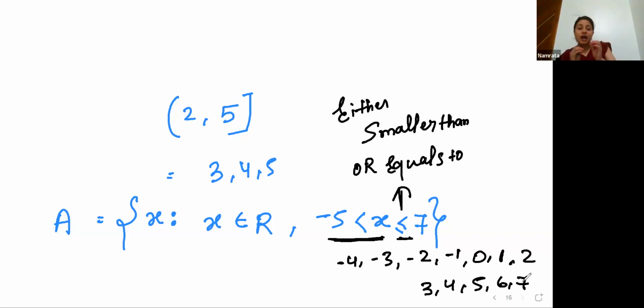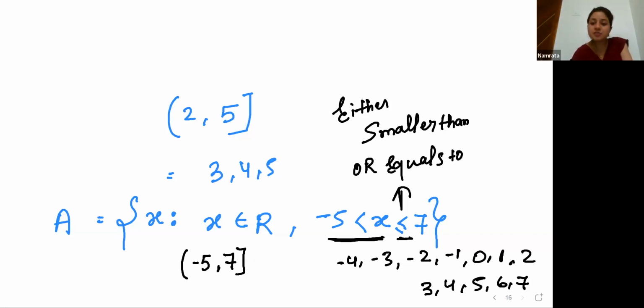And how will we write it in interval notation? In interval notation, we write -5 is not included, the smaller bracket, comma, 7 is included, the rectangular bracket. Are you getting it? Yes.